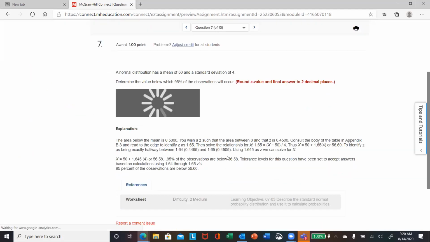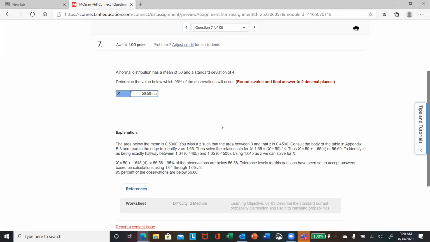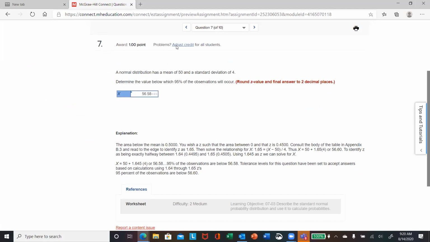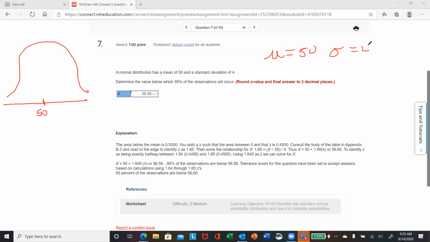Let's check out problem 7. And on 7, they go backwards. They want you to use the table a little bit backwards here. So on this one, let's draw my curve, to give you a visual of what they're asking for. So you've got mean is 50, and sigma is 4. And determine the value below which 95% of the observations occur.